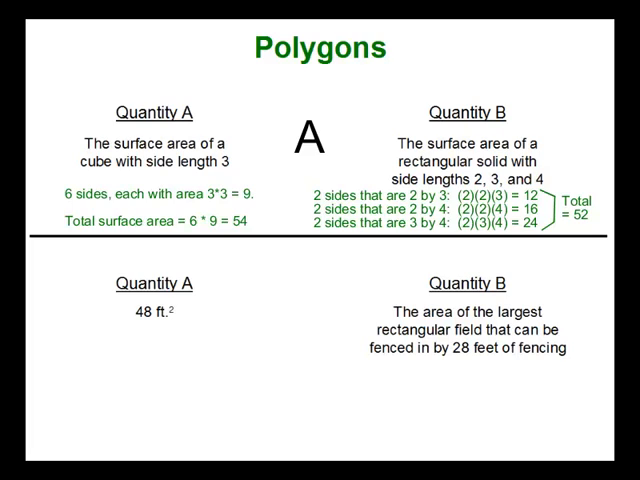Kind of funny, right? One side shrinks by one unit, one side gets longer by 1 unit, but the surface area does not stay the same.